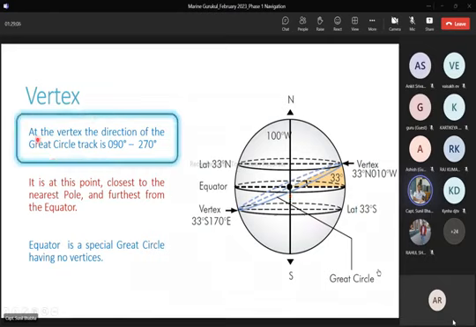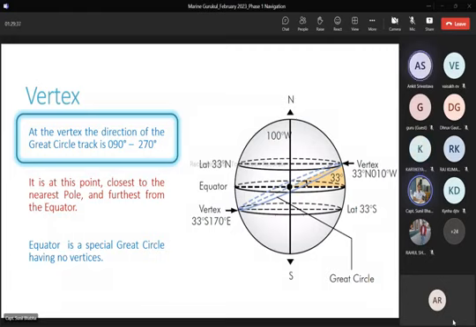Now this property that at the vertex, the direction of the great circle track is 090-270, east-west, is a very important property, and we use this property to calculate the position of the vertex. So please remember this property of the vertex going ahead. Any doubts up to here, beta?